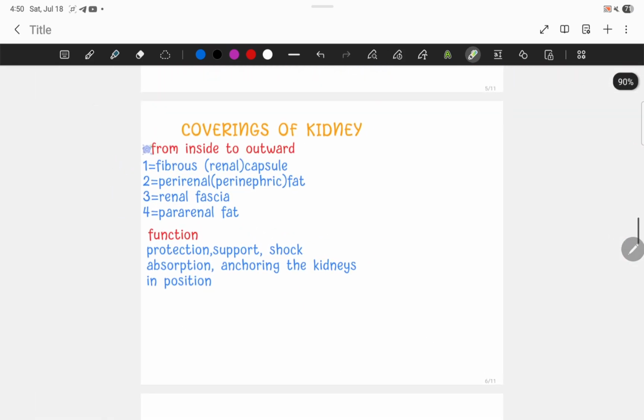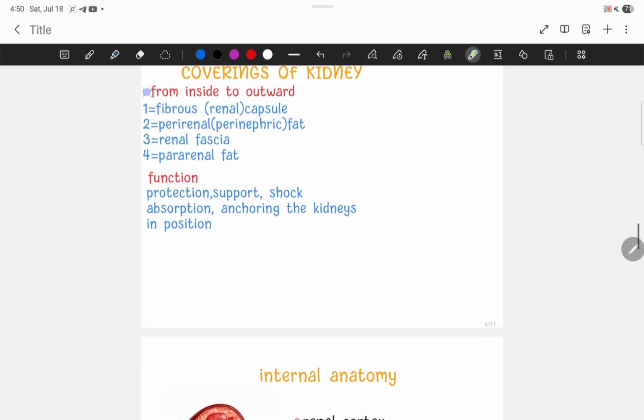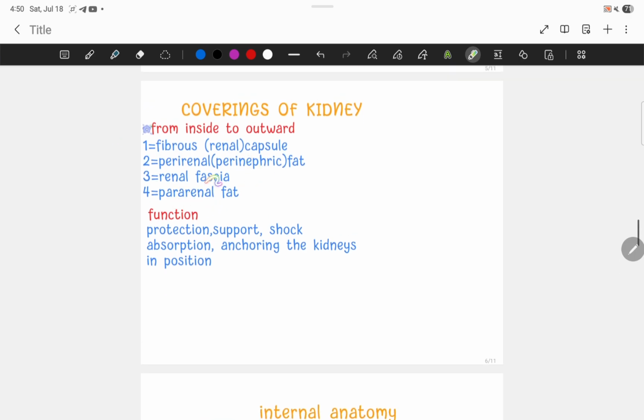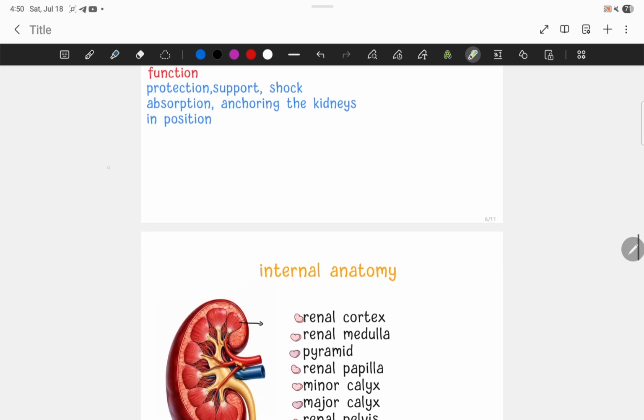So we talk about the coverings of the kidney from inside to outward. The first is the fibrous capsule or renal capsule, and then perirenal fat or perinephric fat, and renal fascia and pararenal fat. The function of this covering is protection, supporting, shock absorption, and anchoring the kidneys in position.